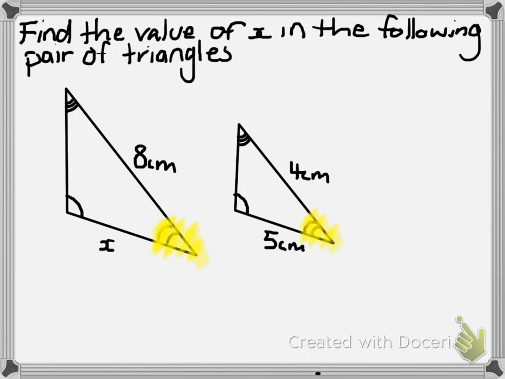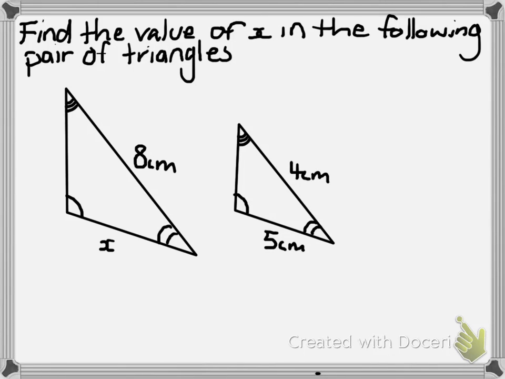And the reason that we can tell that they're the same size is because those angles have the same markings on them. So this angle is not the same as this angle because they have different markings in the corners.